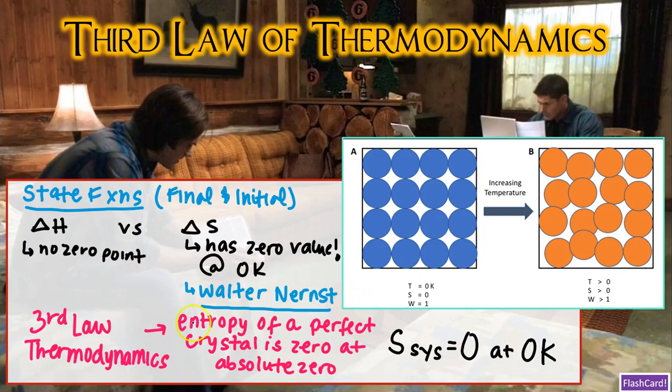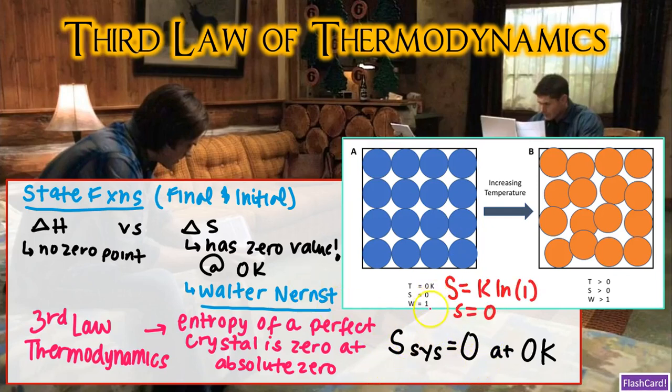Well, Walter Nernst actually formulated the third law of thermodynamics, which states that the entropy of a perfect crystal is 0 at absolute zero or 0 Kelvin. And we can quantify this expression by saying S of the system is equal to 0 at 0 Kelvin. And a perfect crystal, like we see here, simply means that all the particles are aligned and they have minimum energy and there's only one microstate. So with one microstate, we can use the Boltzmann equation to solve for S of the system. And that is how we get our 0 here.